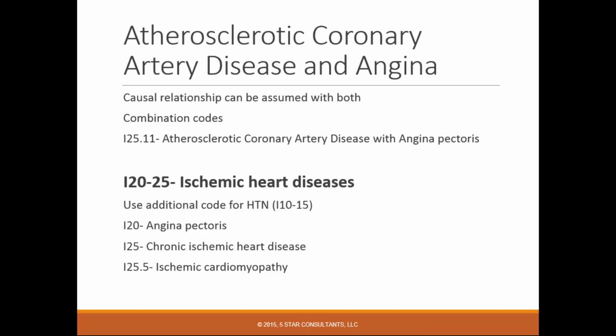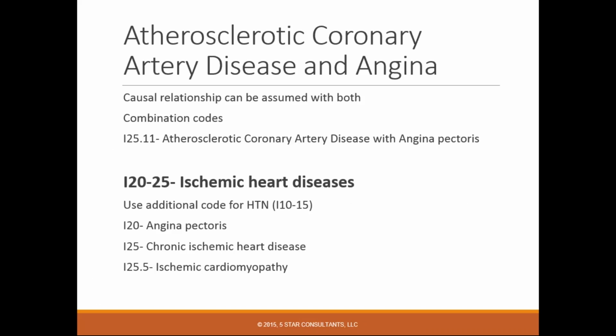So many times you're going to have that additional hypertension code. You're going to code that separately. So angina pectoris is I20, but if it's with CAD as above, then you would not code that separately. Chronic ischemic heart disease is I25, and then of course it gets much more specific. Ischemic cardiomyopathy is I25.5.